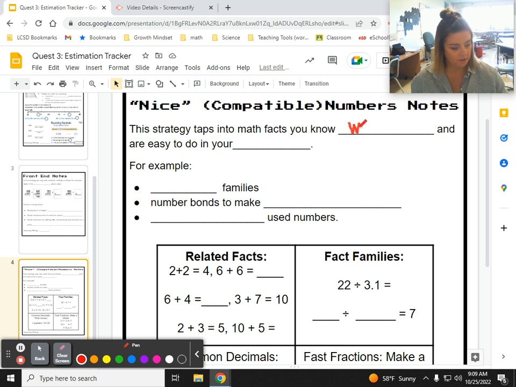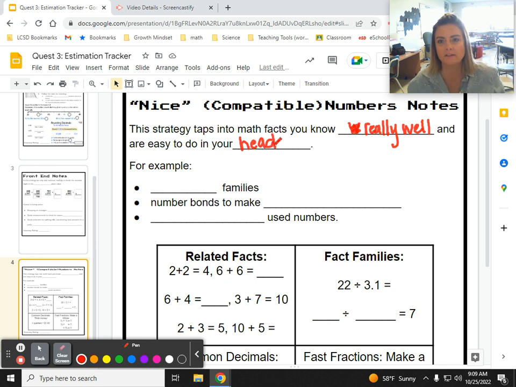We're going to put "really well." What do I mean by that? Think of all the ways to make 10. 4 plus 6, 5 plus 5, 2 plus 9, 7 plus 3, right? Those fact families you should know really well. And then we're going to tap into the things that you already know how to do really well so you can do them in your head.